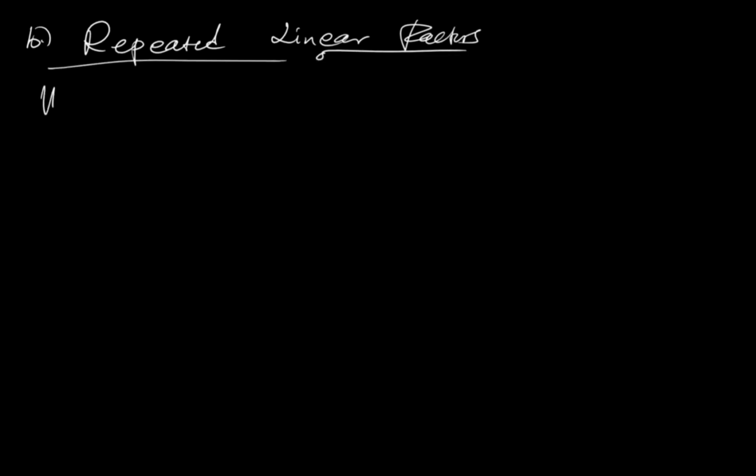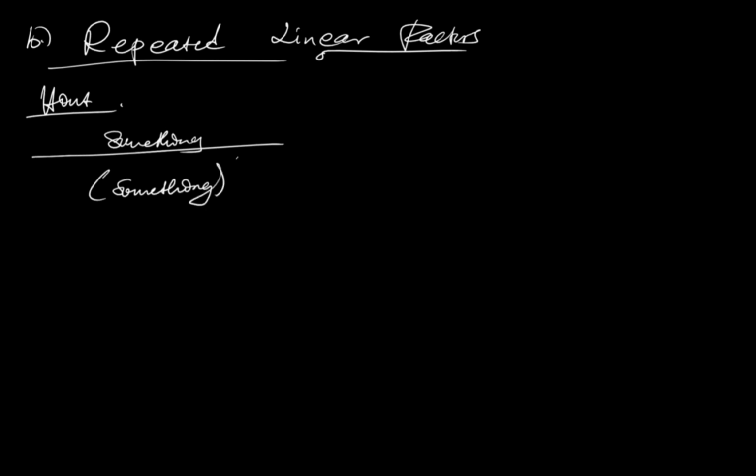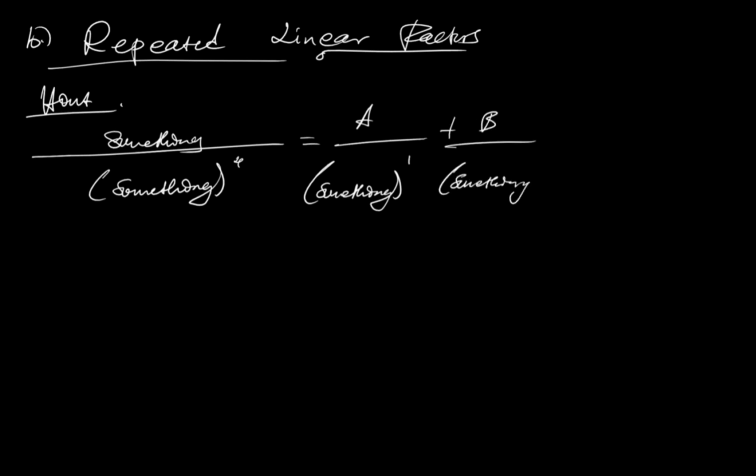Alright, this is the key. The hint is this. If you have something over, say, something to the power 4, when you decompose this, it will be a over something to the power 1. Just keep on increasing. Then b over something to the power 2 plus c over something to the power 3 plus d over something to the power 4. Wonderful.